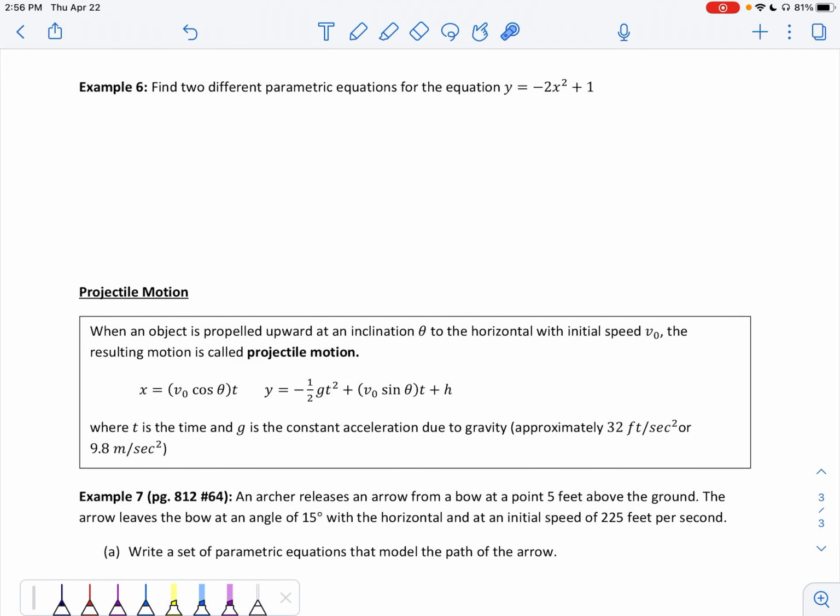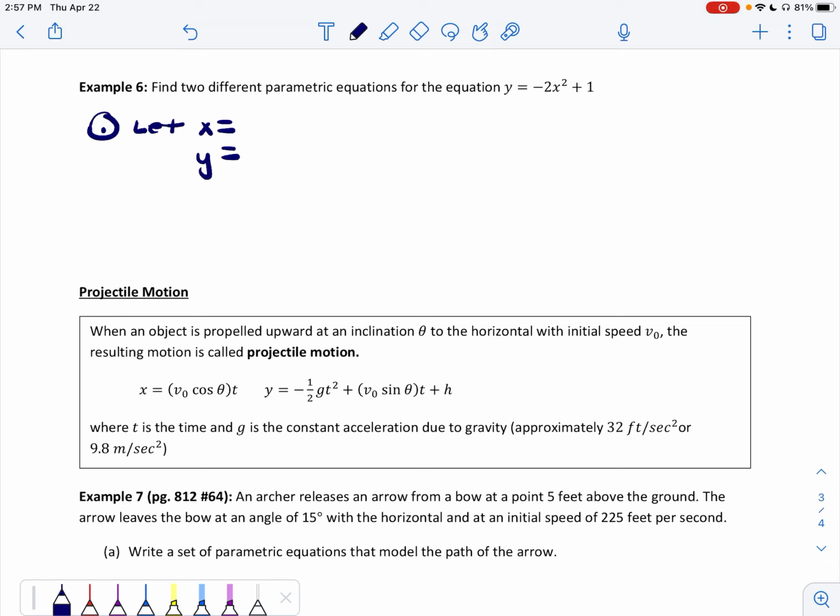Okay. All right, example 6, we are going to find two different sets of parametric equations for the rectangular equation y is equal to -2x squared plus 1. Okay, so for parametric equations, basically we need an x equation and we need a y equation, okay? Now, because we're defining these equations ourselves, when we pick our x, pretty much we have the freedom to choose almost anything we want to.